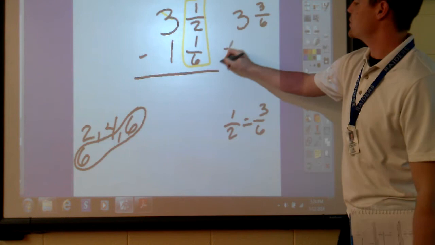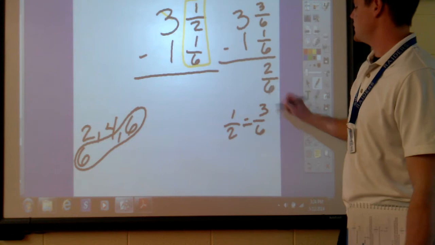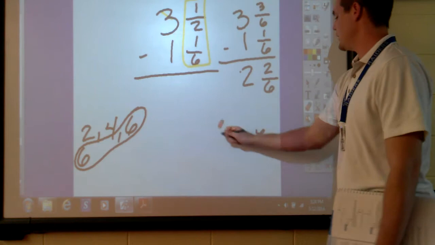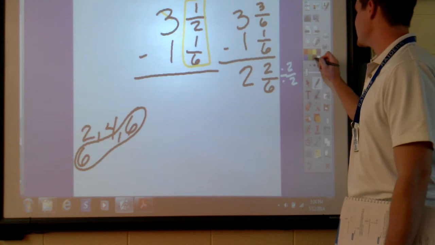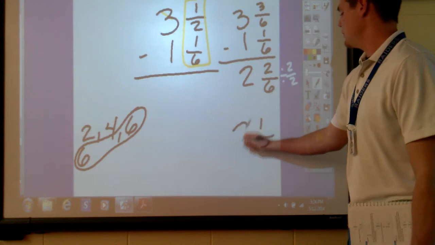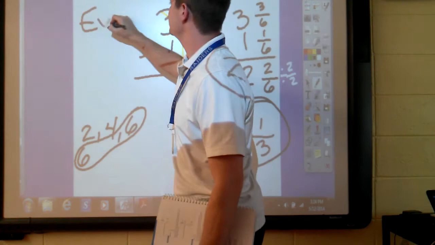3 minus 1 is 2. 6 doesn't change. Our answer is 2 and 2 sixths, but we need to reduce this fraction. I notice that they're both even, so I'm going to divide both terms by 2. 2 divided by 2 is 1. 6 divided by 2 is 3. My whole number of 2 does not change. Your answer for example 3 is 2 and 1 third.